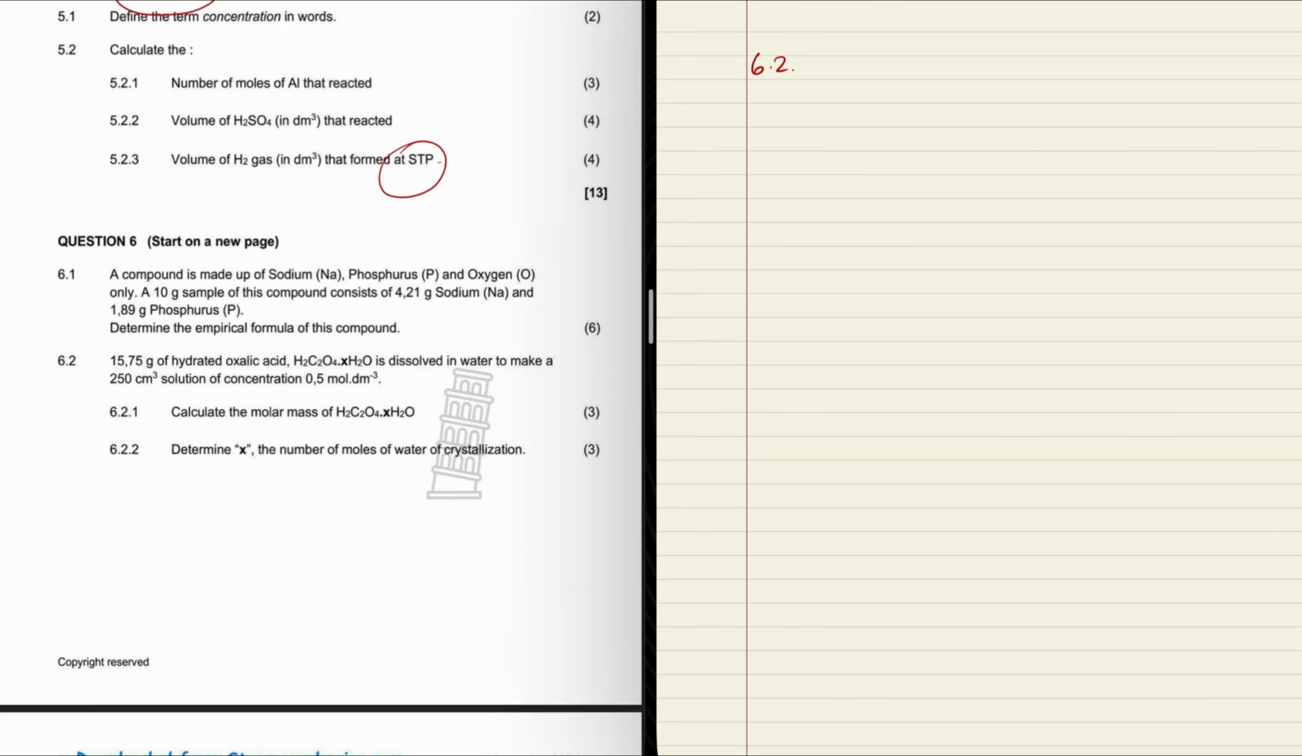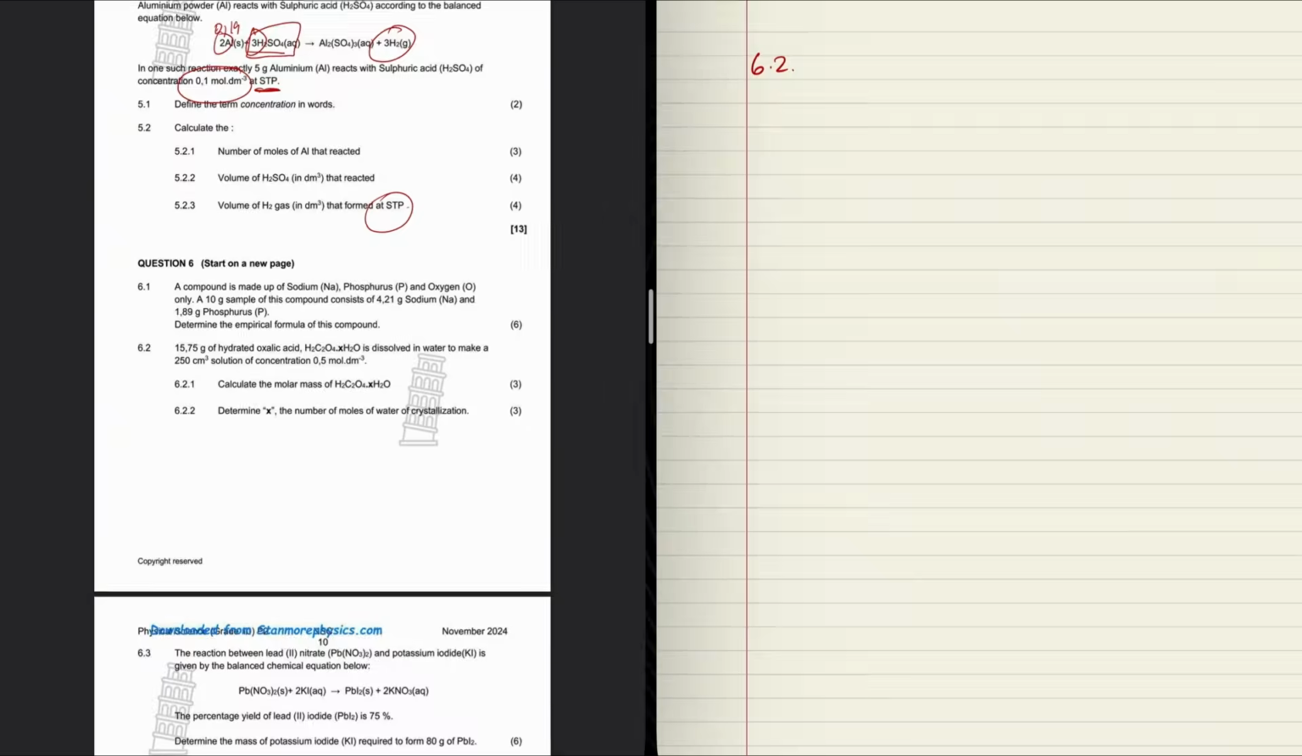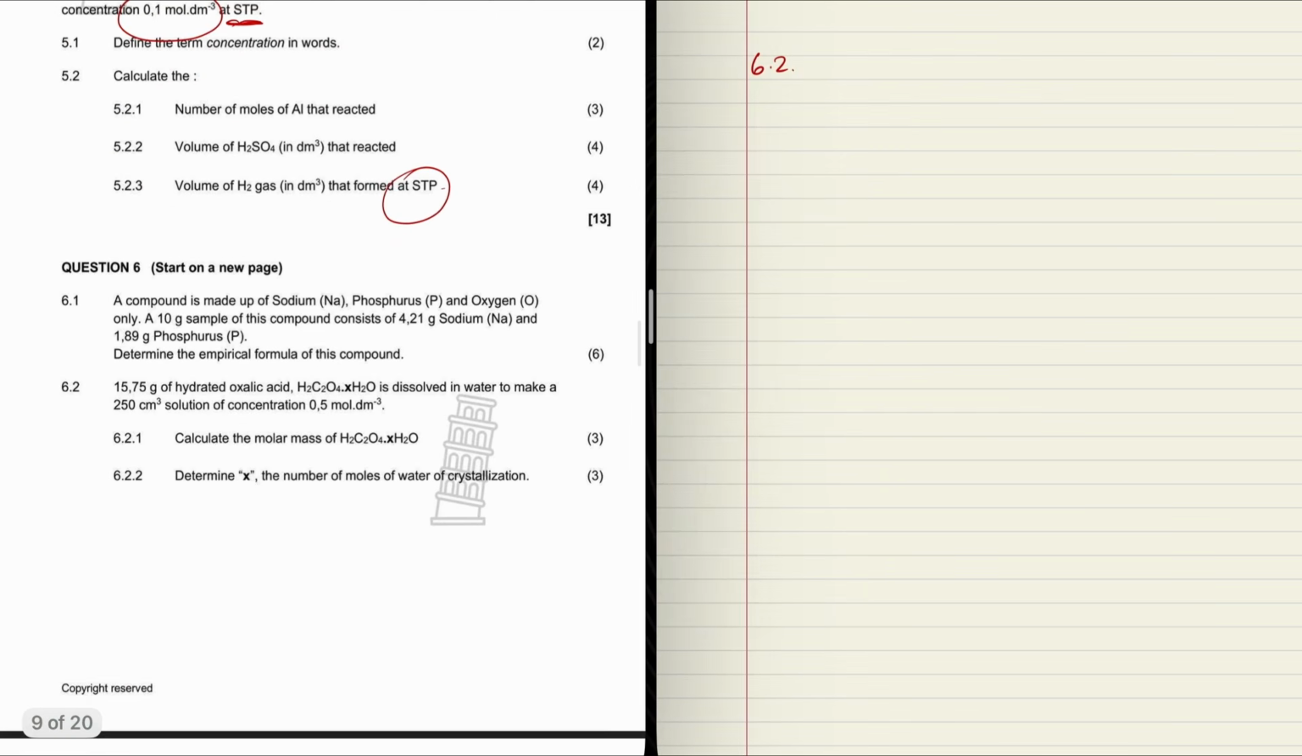Question 6.2. 15,75 grams of hydrated oxalic acid is dissolved in water to make a 250 cm cubed solution of concentration 0,5 moles per dm cubed. Question 6.2.1, calculate the molar mass of this.